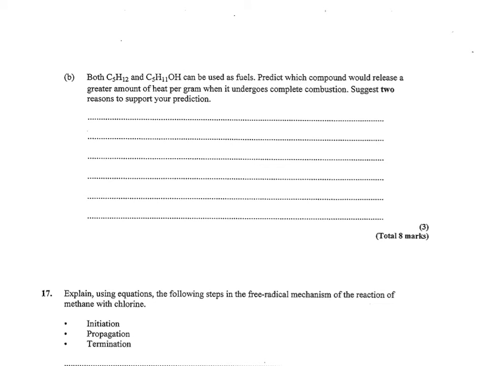Part B of this question: C5H12 and C5H11OH can both be used as fuels. Predict which compound would release a greater amount of heat per gram when it undergoes complete combustion. Suggest 2 reasons. It's going to be the C5H12. And some reasons why is because if you look at this, these are both forming CO2 and H2O.